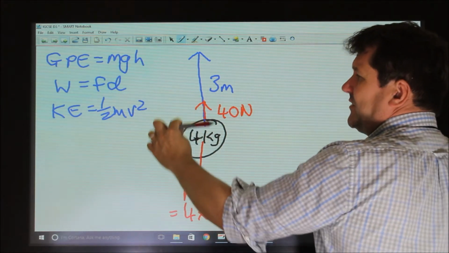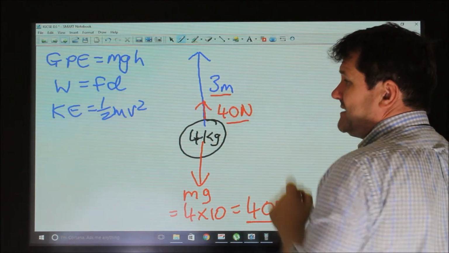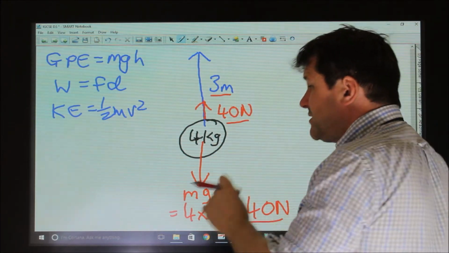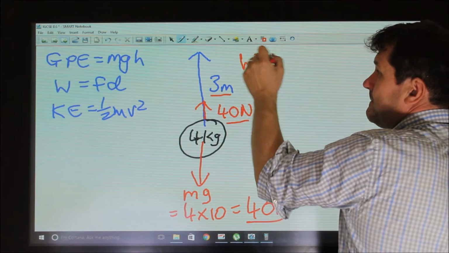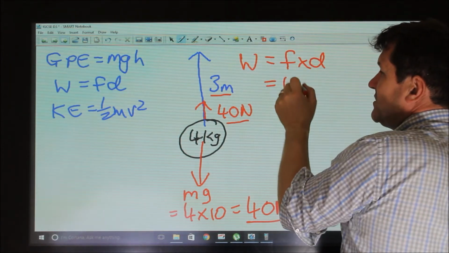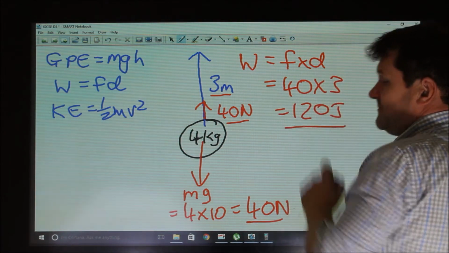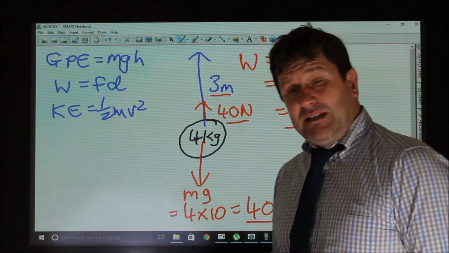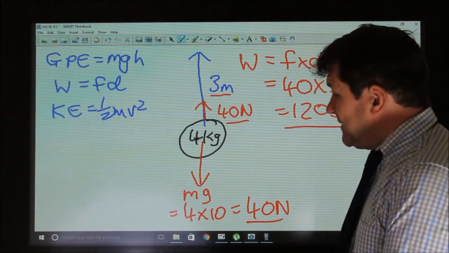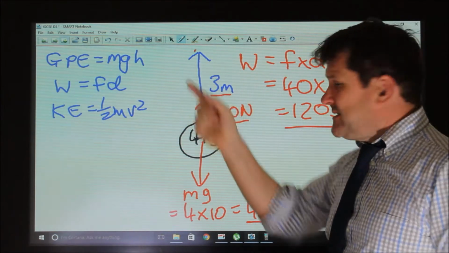Now, as I want to lift it 3 meters, I need to apply a force of 40 newtons for 3 meters. So the work I would do on this ball equals force times distance, which equals 40 times 3, which is 120 joules. That would be the energy required, or the work that I would need to do in order to lift a 4 kilogram ball through a height of 3 meters.